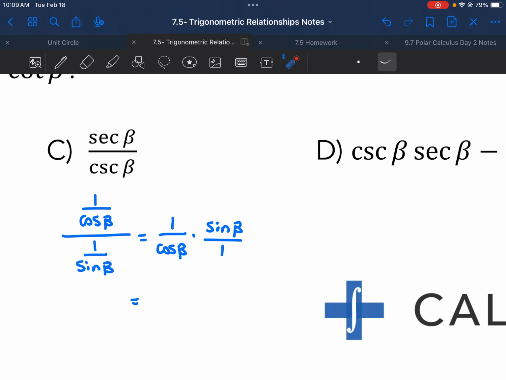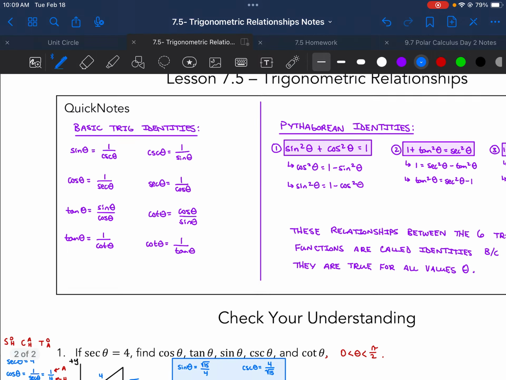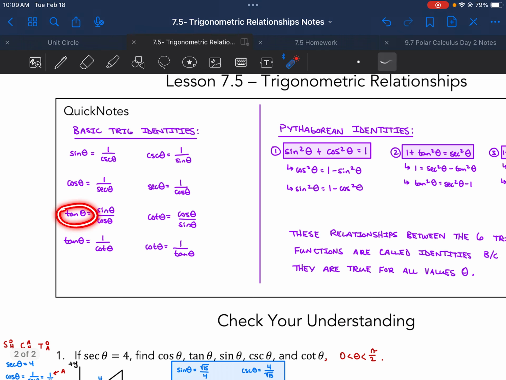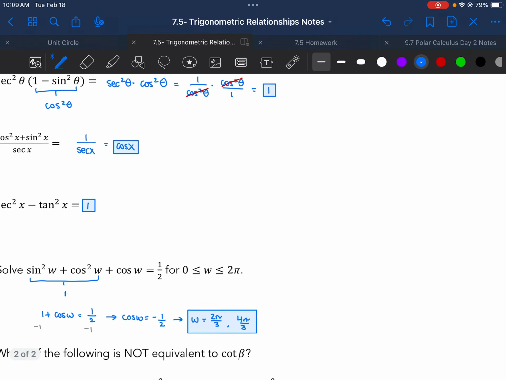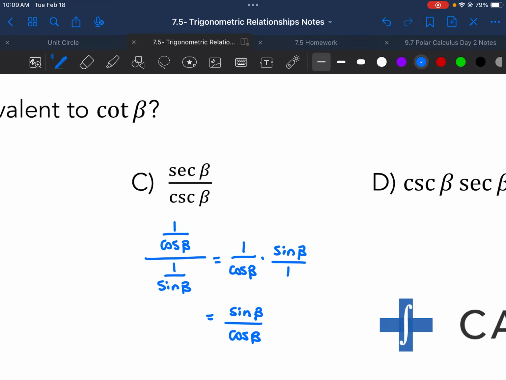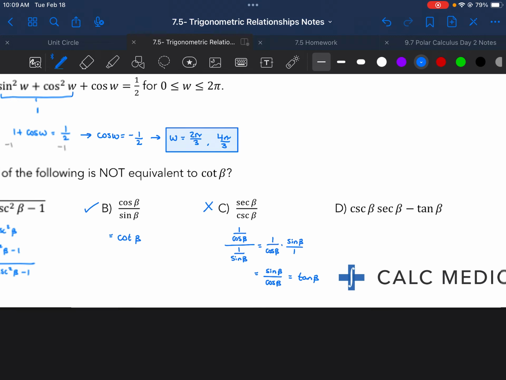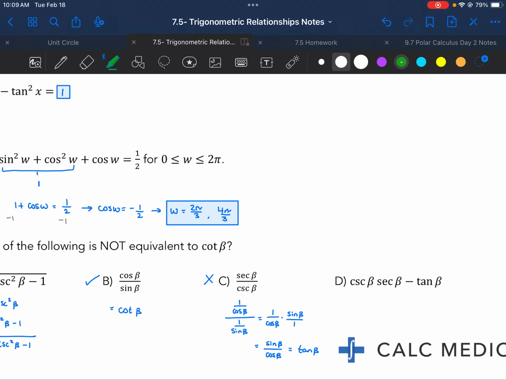All right, 1 times sine of beta is sine of beta. Cosine of beta times 1 on the bottom is simply cosine of beta. But sine divided by cosine is tangent, not cotangent. So this one is wrong. All right, so that's going to end up being our answer.